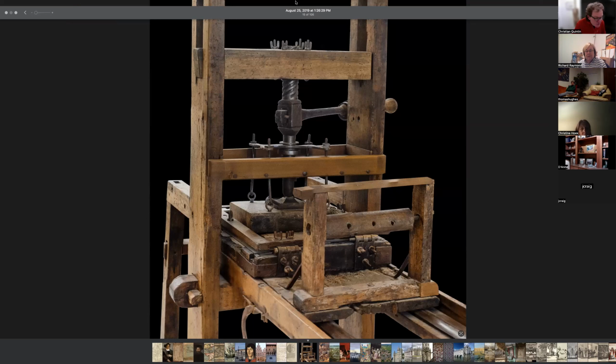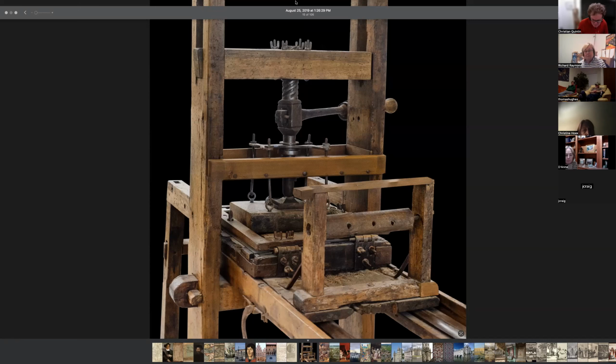Johannes Gutenberg in Germany created this press, and in 1456, the first Bible was printed. And within 20 years, 20 million books were published, when before you had monks that would copy manuscripts by hand. So this is the original Gutenberg press.